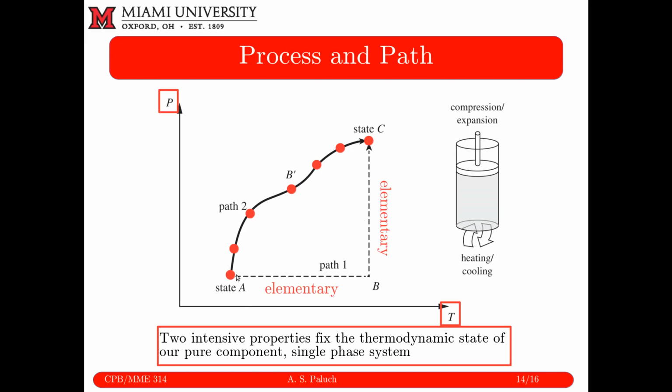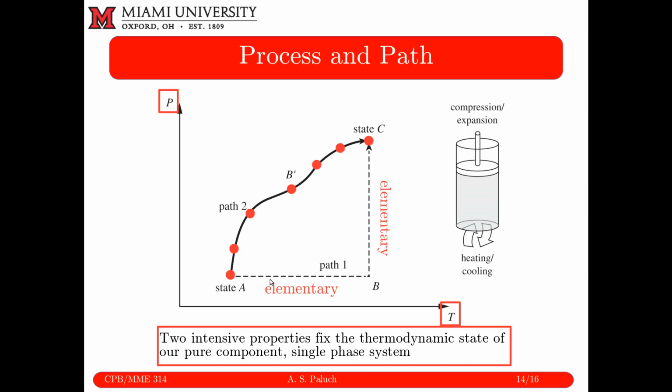All right, so here's my path going from A to C. Okay, we can also introduce this concept of an elementary path. So what's meant by an elementary path is when I go from A to C, each step along this path, both temperature and pressure are changing.